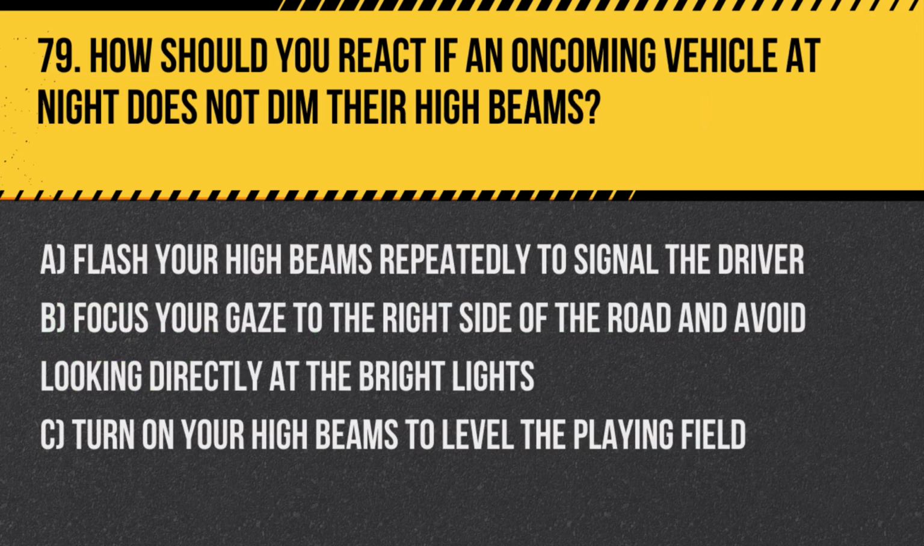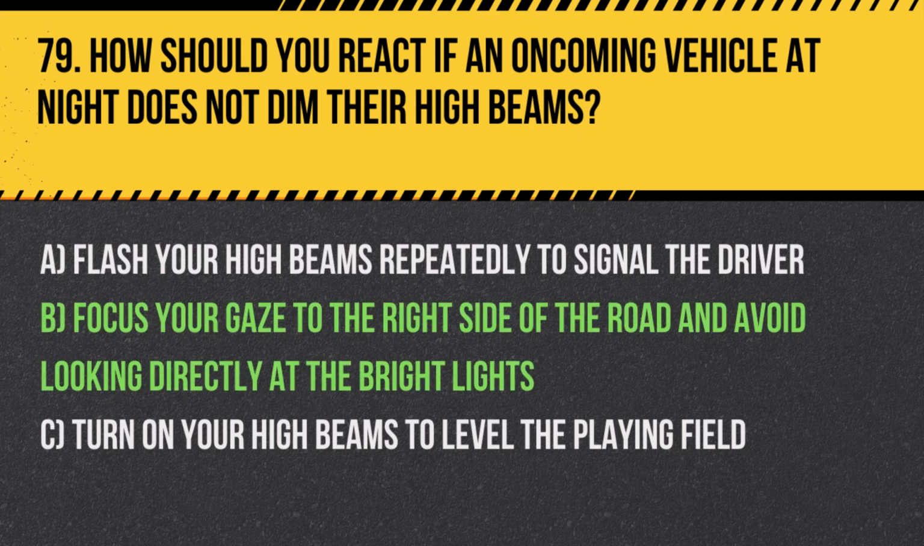Question 79. How should you react if an oncoming vehicle at night does not dim their high beams? A. Flash your high beams repeatedly to signal the driver. B. Focus your gaze to the right side of the road and avoid looking directly at the bright lights. C. Turn on your high beams to level the playing field.